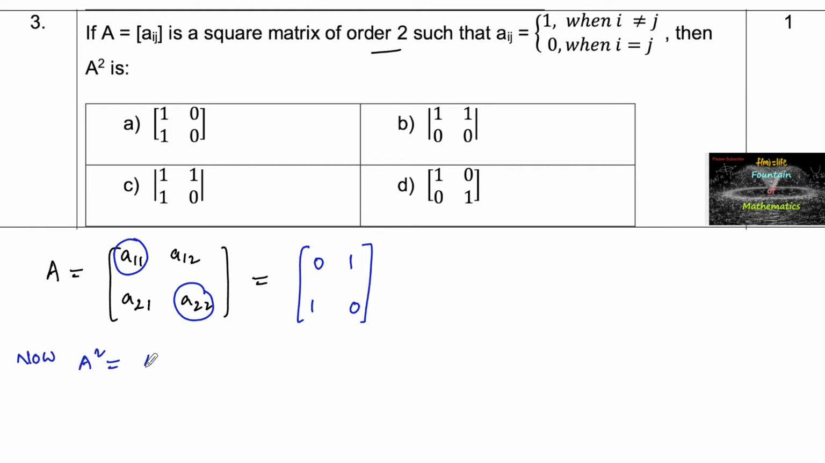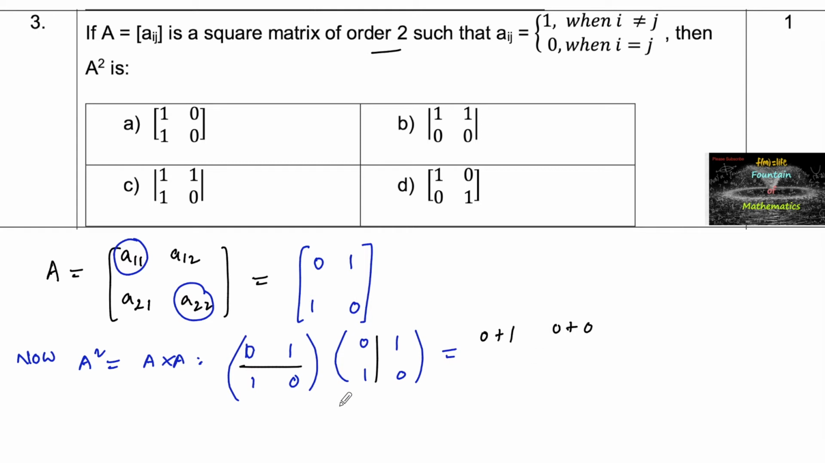Now A square is equal to A into A, which is equal to 0, 1, 1, 0 times 0, 1, 1, 0. Applying the row with column multiplication, 0 into 0 plus 1 into 1, and again 0 into 1, 0 plus 1 into 0, 0, 1 into 0, 0 plus 0 into 1, 0, 1 into 1, 1 plus 0 into 0, 0. So you're getting 1 0 0 1 matrix. So A square is 1 0 0 1, which is an identity matrix, and here we can say that option D.